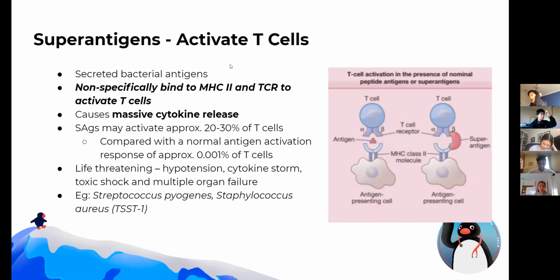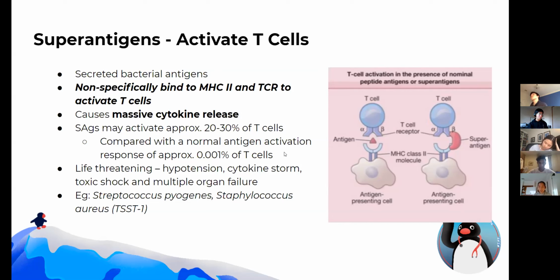So let's start off with super antigens, which, as I said before, activate T cells. These are bacterial antigens that are secreted actively by the bacteria. They non-specifically bind to our MHC2 and TCR to activate our T cells. Normally, with a bacteria that doesn't secrete super antigen, so let's just say a normal antigen, it would only activate around 0.001% of our T cells.